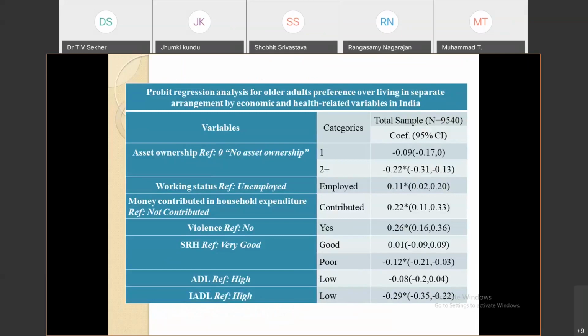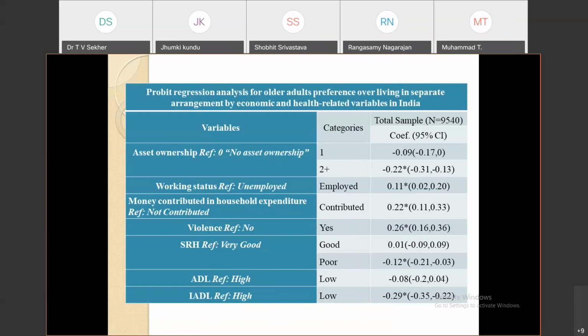Coming to the economic and health related variables and their association with separate living, we see here that for asset ownership, the older adults who do not have any assets don't prefer separate living because they are more dependent on their children. Whereas for working status, the employed older adults are more likely to prefer separate living, or living alone or with their spouse. Whereas for money contributed to the household expenditure, those who have contributed, or those who have independent income, are more likely to prefer a separate living arrangement. Whereas those who are facing any sort of violence or elder abuse are more likely to prefer separate living.